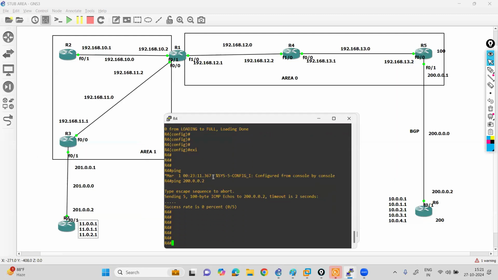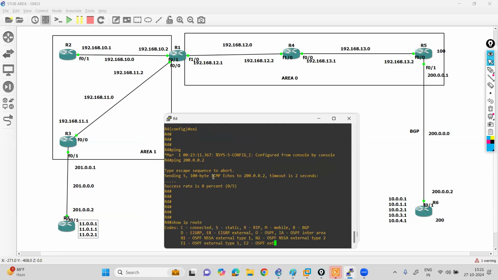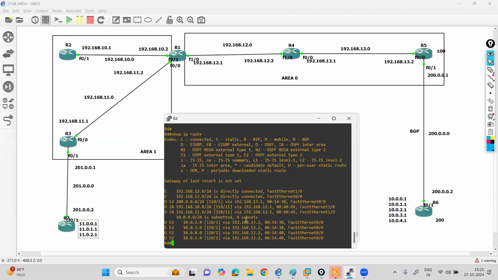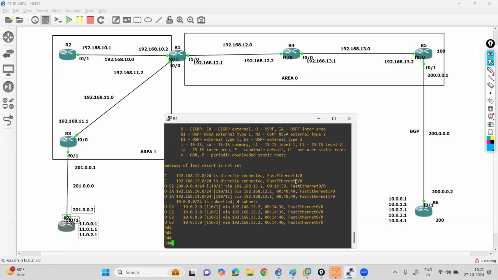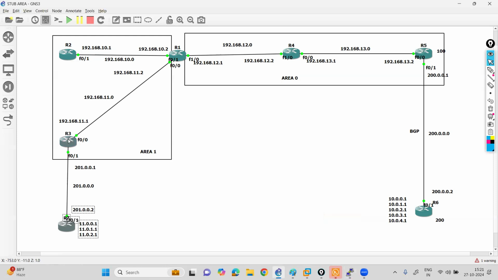Now, if I go to router number 4, let's see if there is any route available from this side or not. Configuring terminal, show IP route. Is there any route available here from this side? We are not getting any routes, right? Why? Because we didn't configure the redistribution over R3.